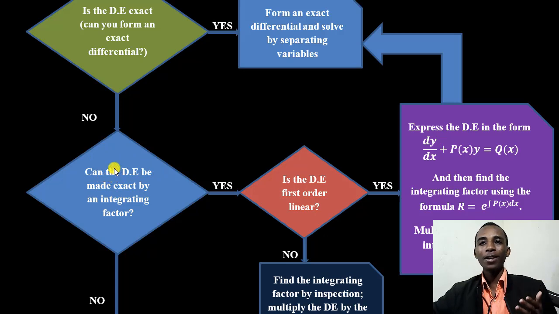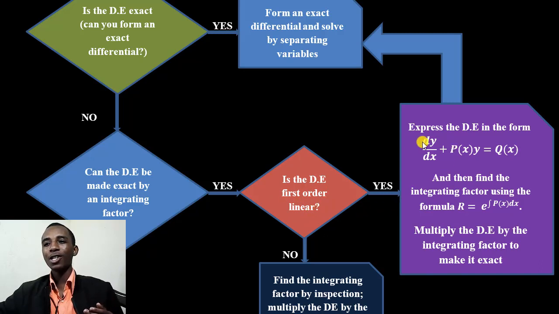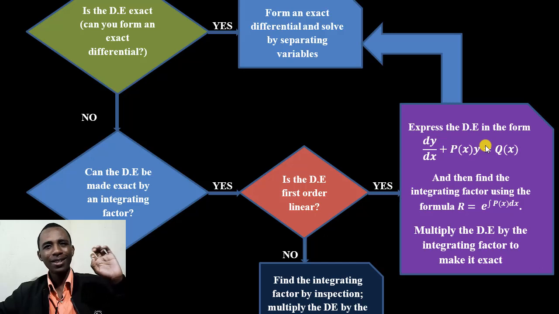So if you find that the differential equation is not exact, sometimes it's easier to make it exact by using an integrating factor. There are two things involved here. The first one: if the differential equation is first order linear, then just express it in the so-called normal form. You just divide by the coefficient of dy/dx throughout the equation, express it in this form, and then find the integrating factor using this formula.